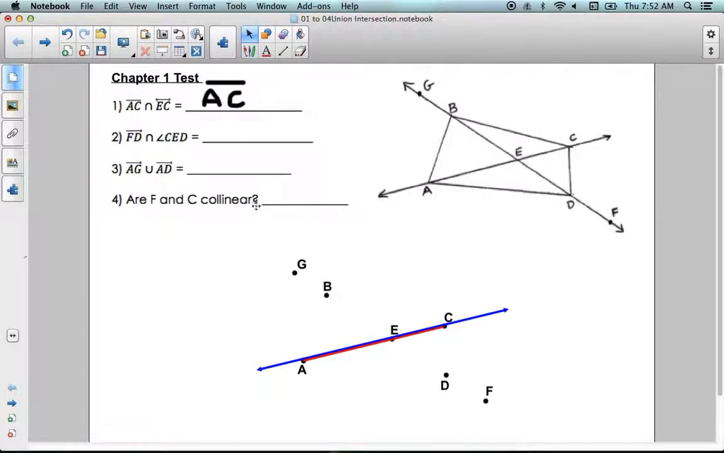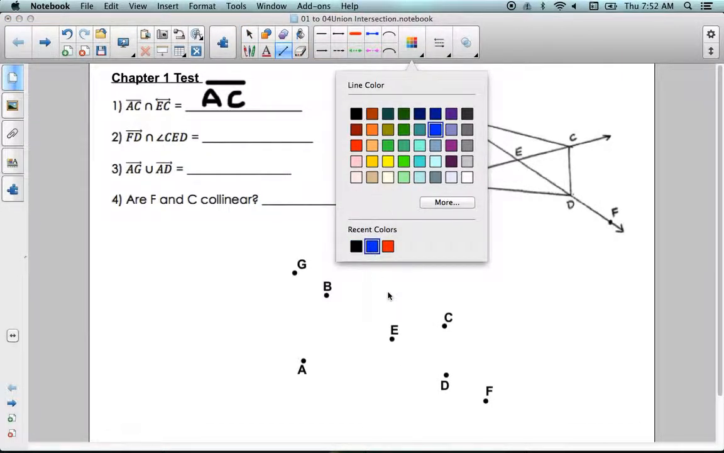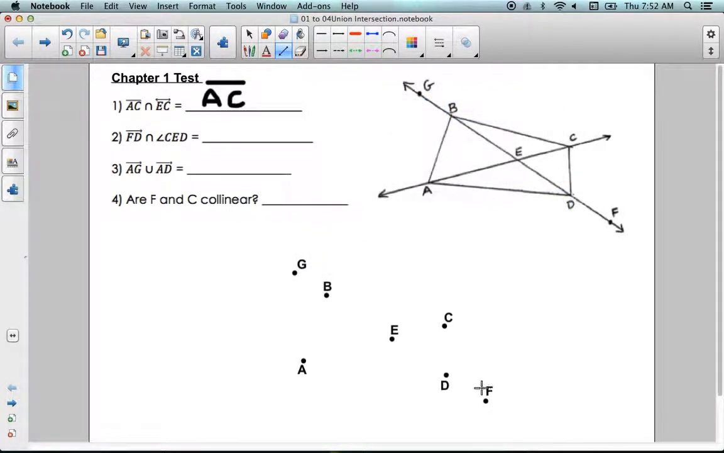All right? So let's try the same strategy for number 2. So I'm going to delete these segments and lines that I'd drawn in. And now let's take a look at number 2. We're going to start with ray FD. It starts at F and continues on forever in the direction of D. Okay, so it's going to start at F and it's going to go towards D forever.